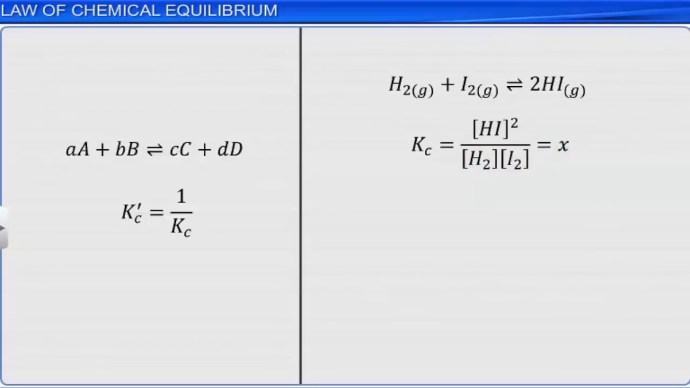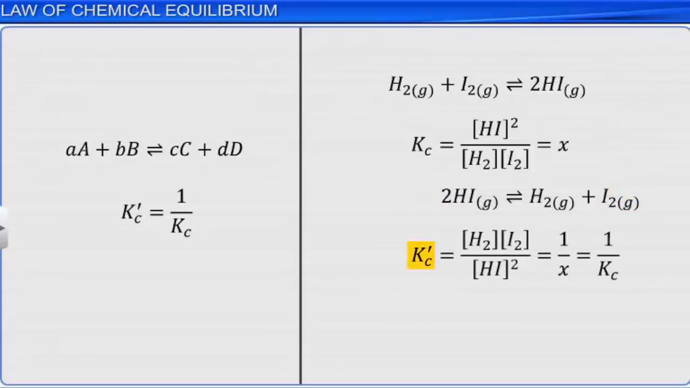Now, the equilibrium constant for the reverse reaction, hydrogen iodide disintegrating to form hydrogen and iodine, is written as K'c is equal to the product of the concentration of hydrogen and iodine divided by the concentration of hydrogen iodide raised to the power of 2. Now, this is nothing but the reciprocal of x, which is equal to 1 by Kc. Thus, the equilibrium constant for the backward reaction is the reverse of the equilibrium constant for the forward reaction Kc.